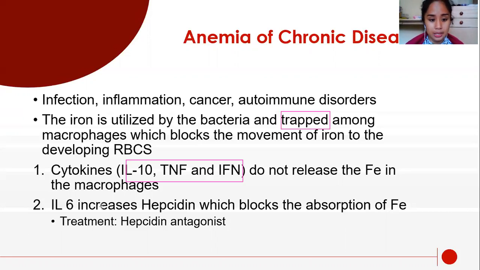And what else? This IL-6, class, in your notes there is the word hepcidin. IL-6 increases hepcidin. Hepcidin blocks the absorption of iron. So, the presence of hepcidin is bad in cases of iron deficiency or anemia of chronic disease. So, the treatment is a hepcidin antagonist. Great, to stop the hepcidin.